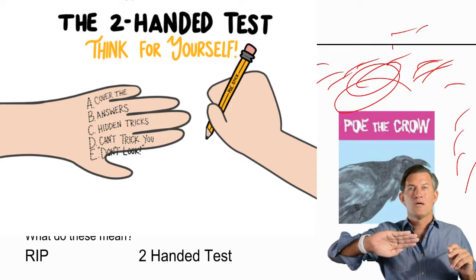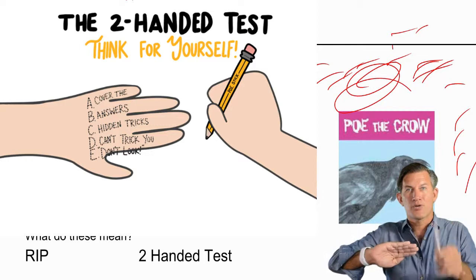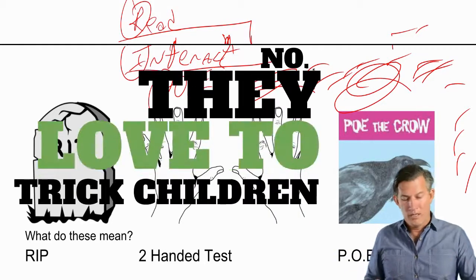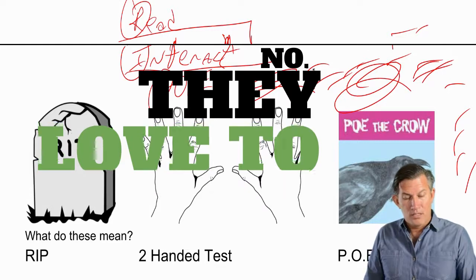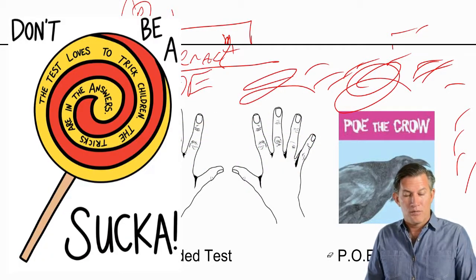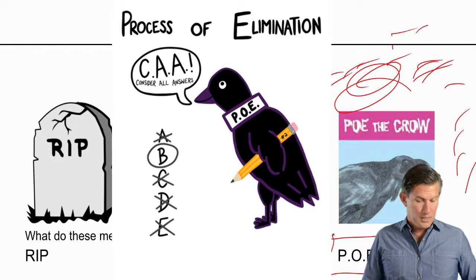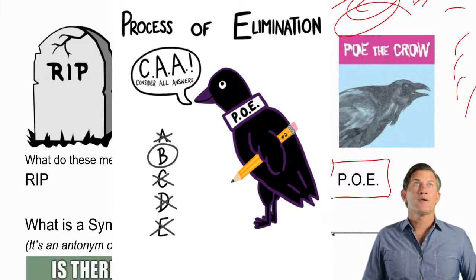Why do you want to do that? So that you do not get tricked by the test writers. Do they like to trick children? No, they love it. I tricked you, okay? And process of elimination is POE, P-O-E. That's the eraser. It's not really going to work. Okay, process of elimination. Here's Poe the Crow. I don't know why I put that there.